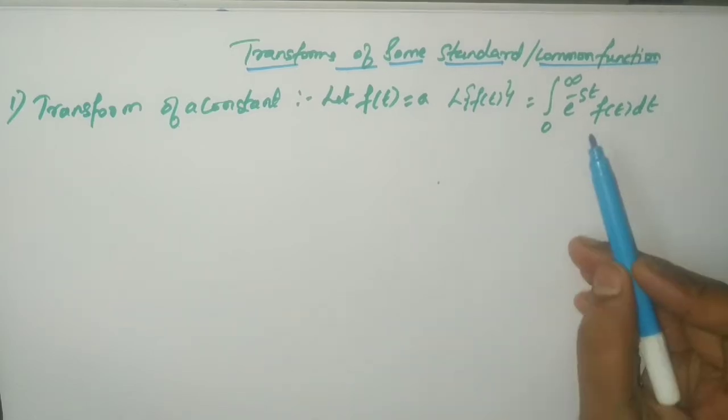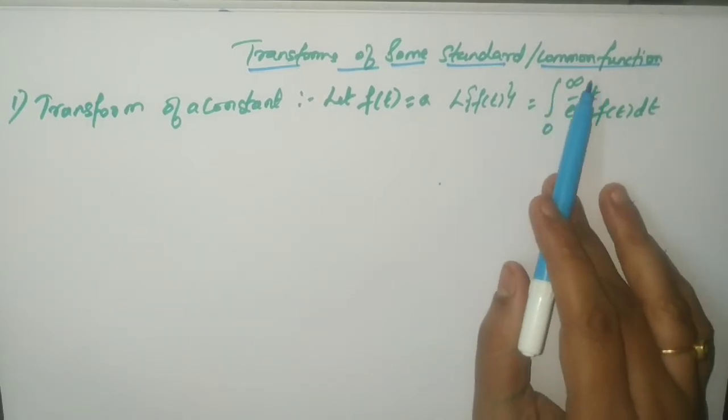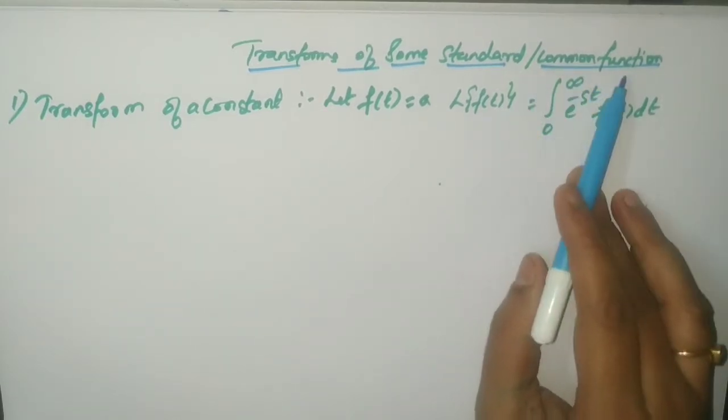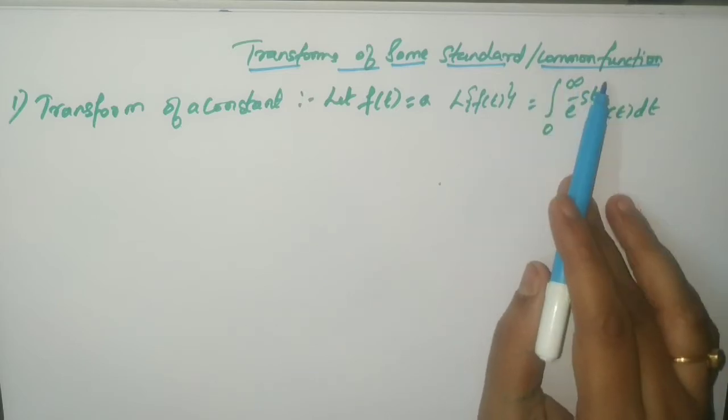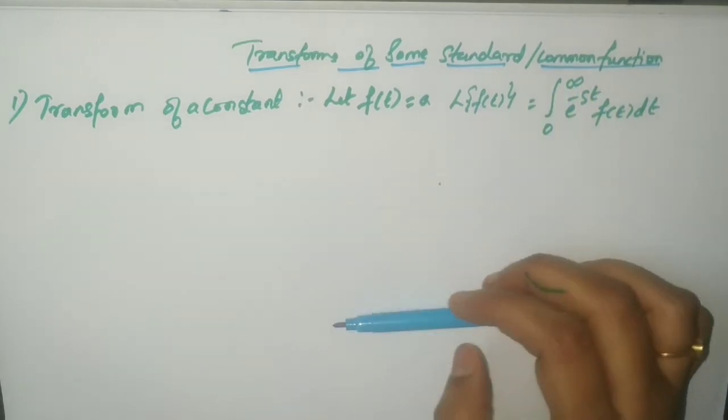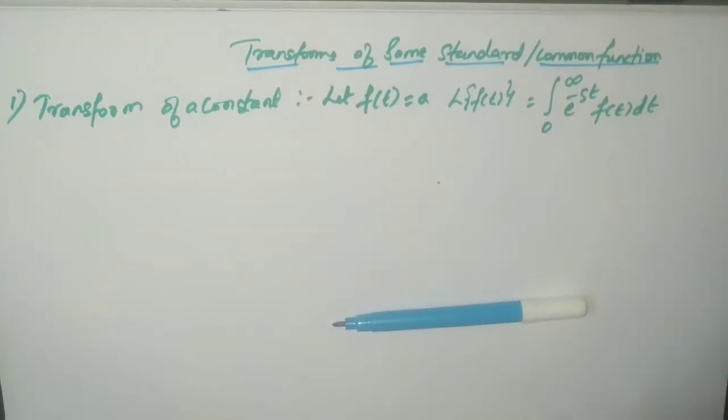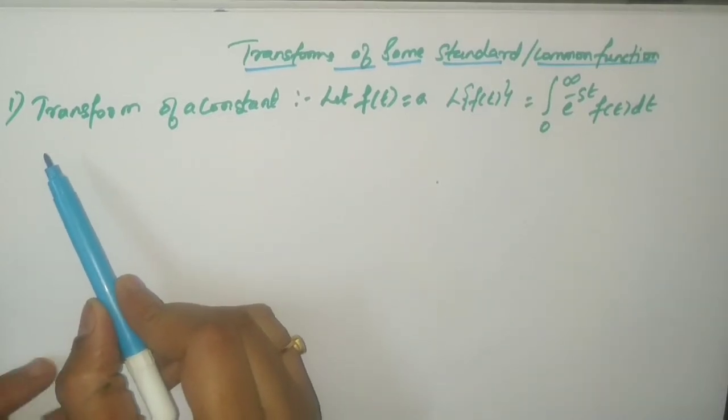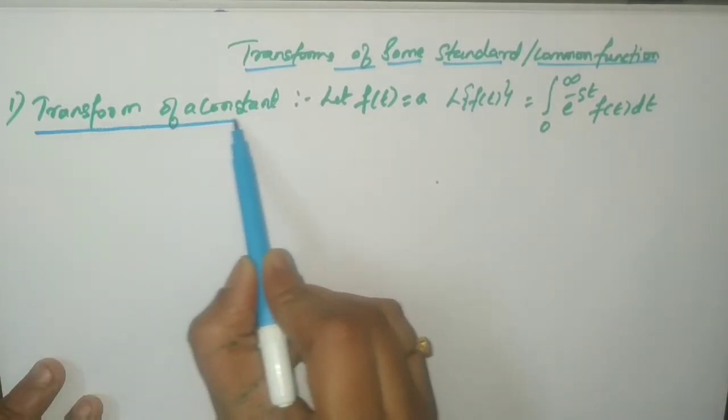Once you know the definition of Laplace transform, we can start deriving the standard functions. When we say standard, we are going to derive the formula of Laplace transform when the function is a constant, when a function is trigonometric, when a function is hyperbolic, and when a function is polynomial. Ultimately we are going to derive the formula for these standard functions. The first transformation we are going to study is the transform of a constant.